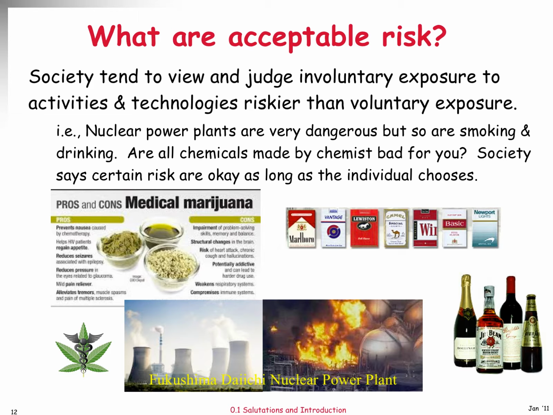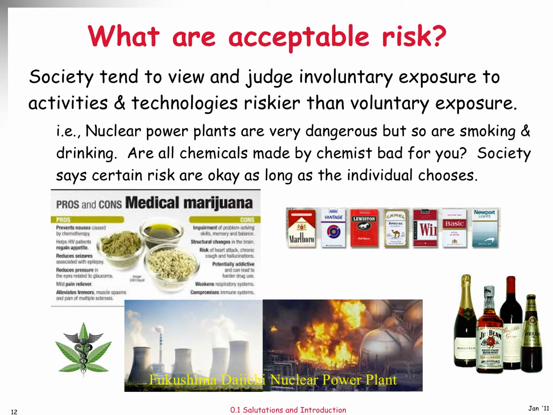So, what are acceptable risks? Well, society tends to view and judge involuntary exposure to activities and technologies as riskier than voluntary exposure. What does this mean? It means that if we choose to expose ourselves, like lighting up a cigarette or smoking marijuana, then it's okay because that's a voluntary exposure. So we take the risk of that. But if it's involuntary, like living next to a nuclear power plant or seeing toxic chemicals dumped in our backyard, then that's very risky.